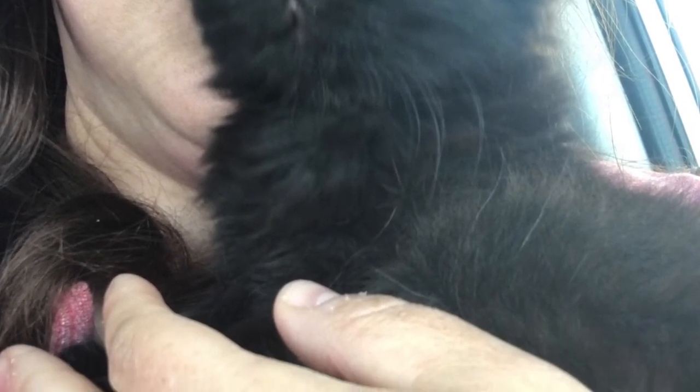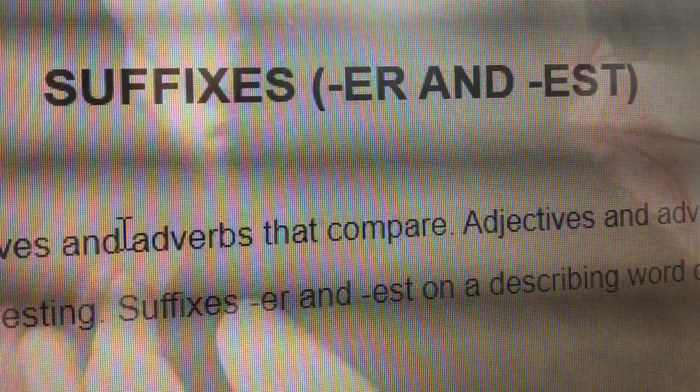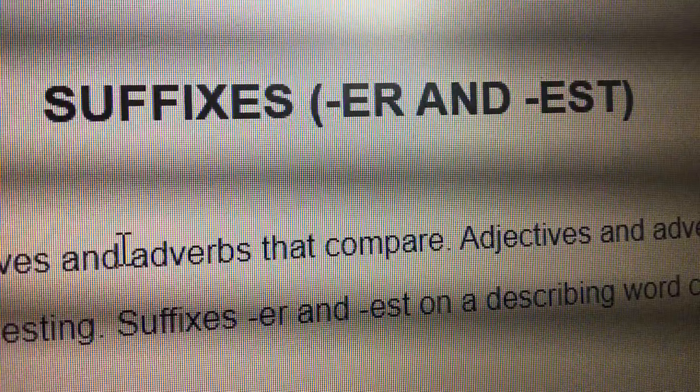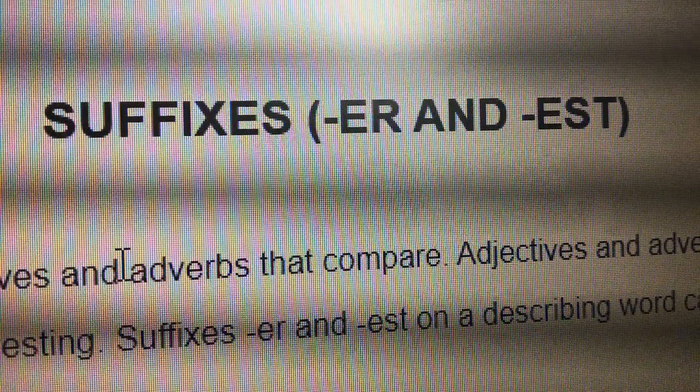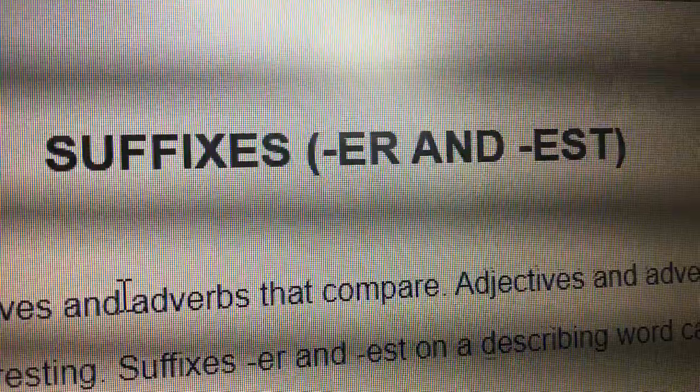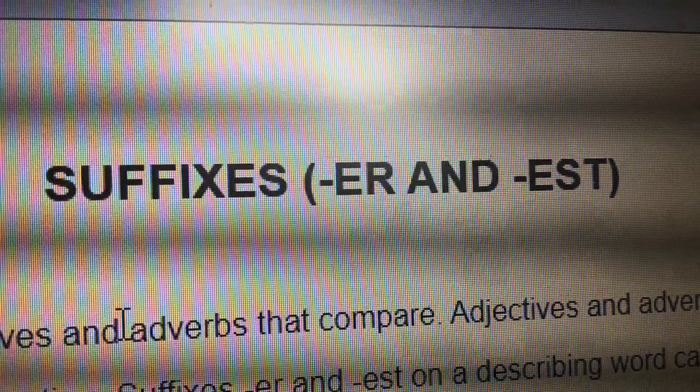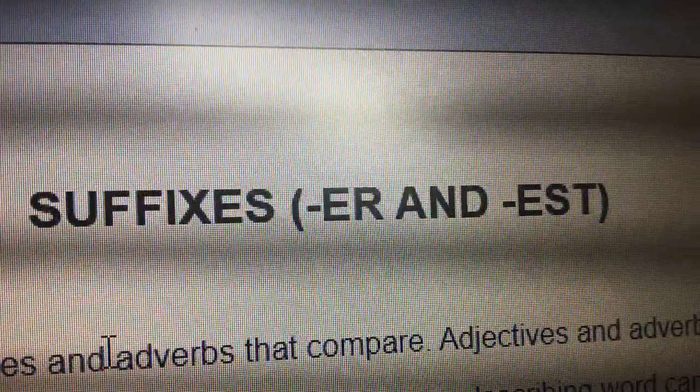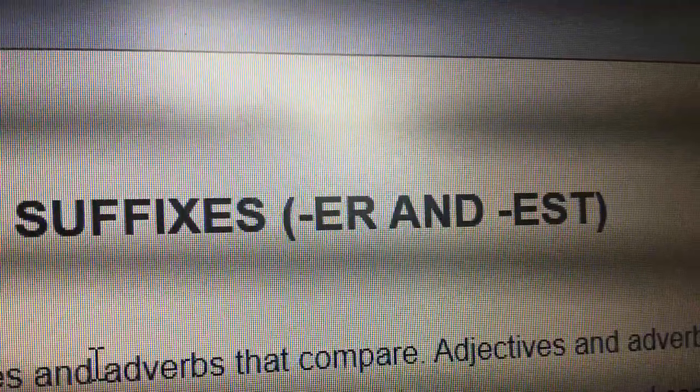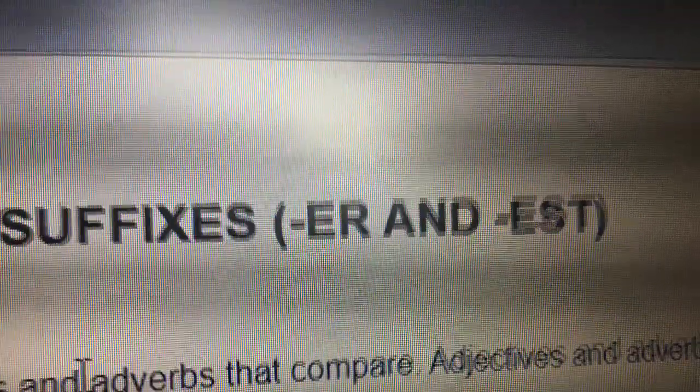Our ELA lesson is under Unit 2, Nouns and Friendly Letters, and we are going to be learning today about the suffixes ER and EST. In this lesson, you will look at adjectives and adverbs that compare. Adjectives and adverbs are describing words that make stories more detailed and interesting.